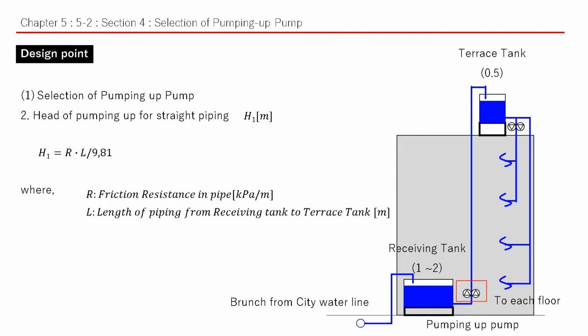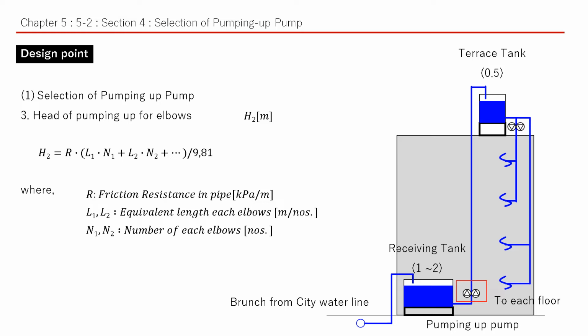Next, we need to decide the head of the pump. We will calculate the head value from 4 points of view and make a sum. H1 is head for straight piping. We will calculate from friction resistance and length of piping. H2 is head for elbows and other fittings. We will calculate from friction resistance in pipe and number of elbows.